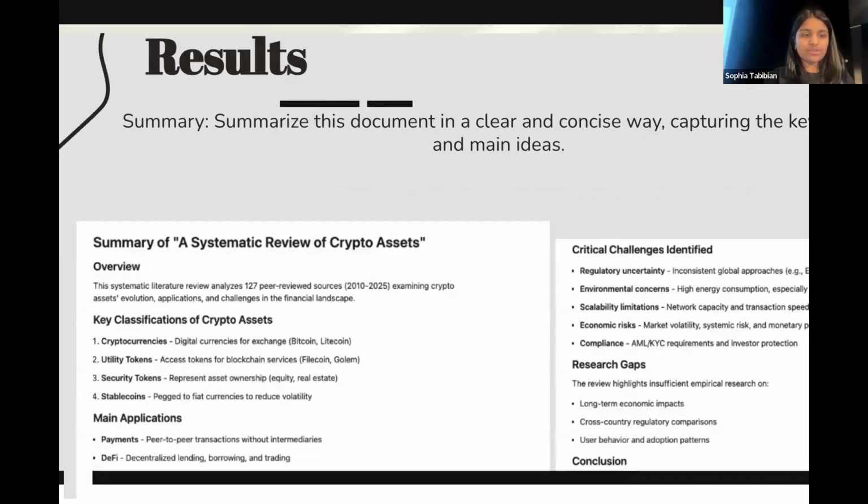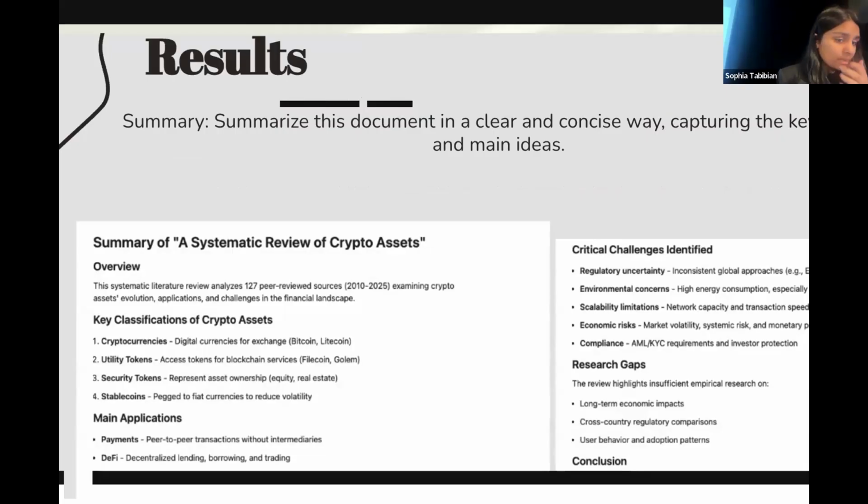So my results: the question that I asked for the summary was, summarize this document in a clear and concise way, capturing key points and main ideas. With the summary, it used a lot of the key document titles and document headings, which caused the information not to be fully clear. And without a little bit of background information, it was kind of hard to understand what was going on.